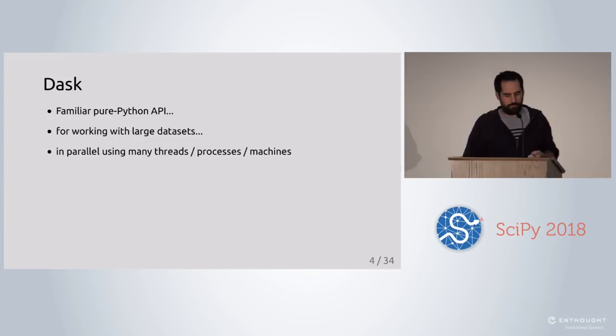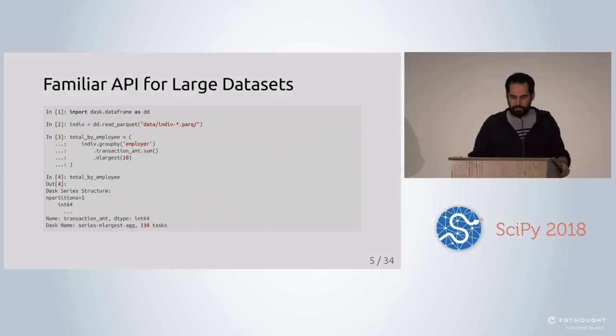So for instance, if you are a pandas user, you can read a parquet file into a data frame and do some kind of group by operation. Then with the group by operation, you do an aggregation, which is a sum on a specific column. And then you sort the result to extract the top 10 results, the highest, for instance, transaction amount per employer in this case.